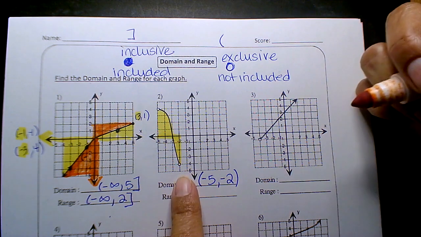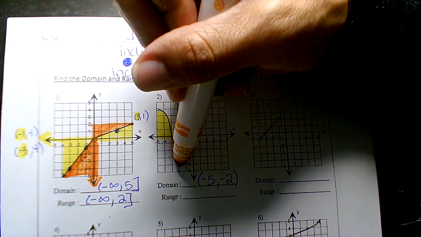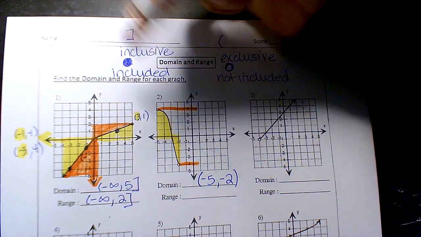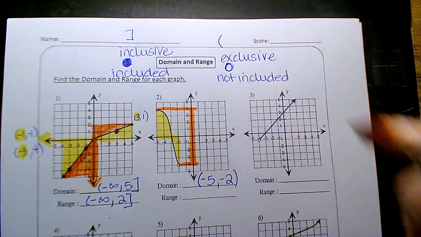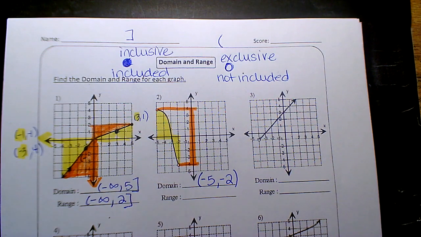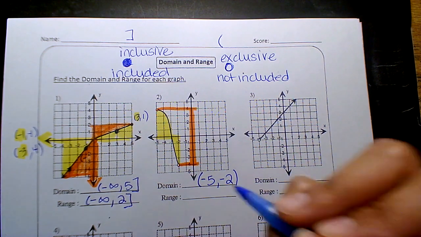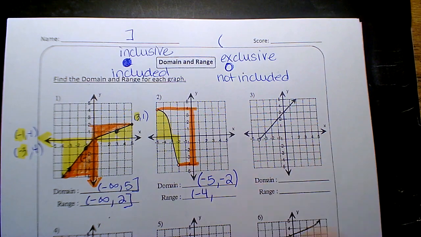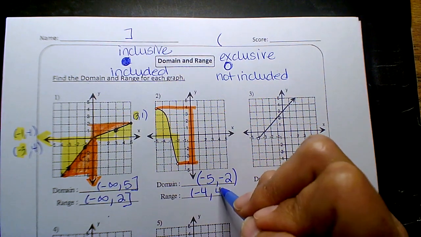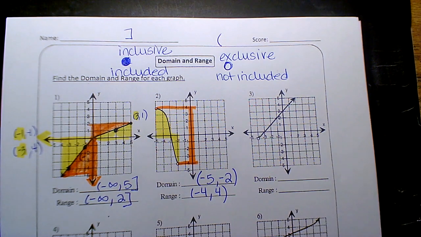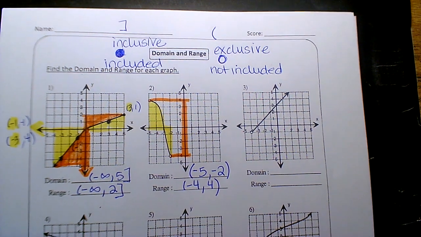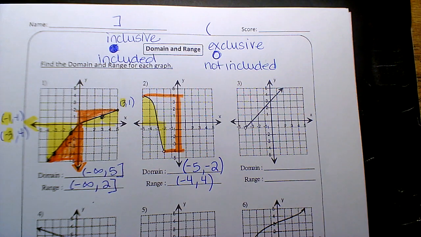Okay, so then range, take that function, high, low, right? You can color in the middle if you want, but really you're looking at the high and the low. What's my low y value? -4. And what's my high value? 4, parenthesis. Go to the third one.